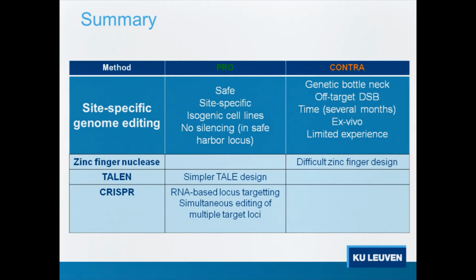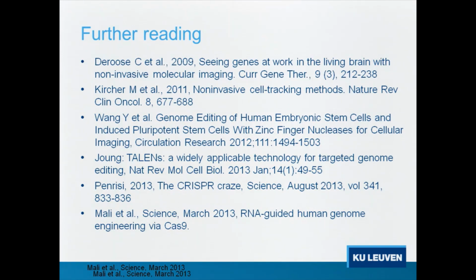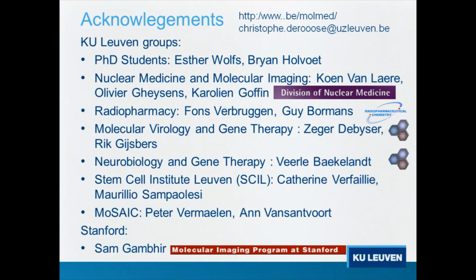It's only ex vivo use for the moment, and for some of these techniques the experience is limited, although this will rapidly expand. And then specifically for zinc finger nucleases, it's difficult to design the zinc finger part of it, so that requires specific expertise. With the TALEN, this is easier to do, but I still think that the CRISPR system, where you can use RNA-DNA hybridization, is actually a very nice alternative, and this can also be used to simultaneously edit multiple target loci.